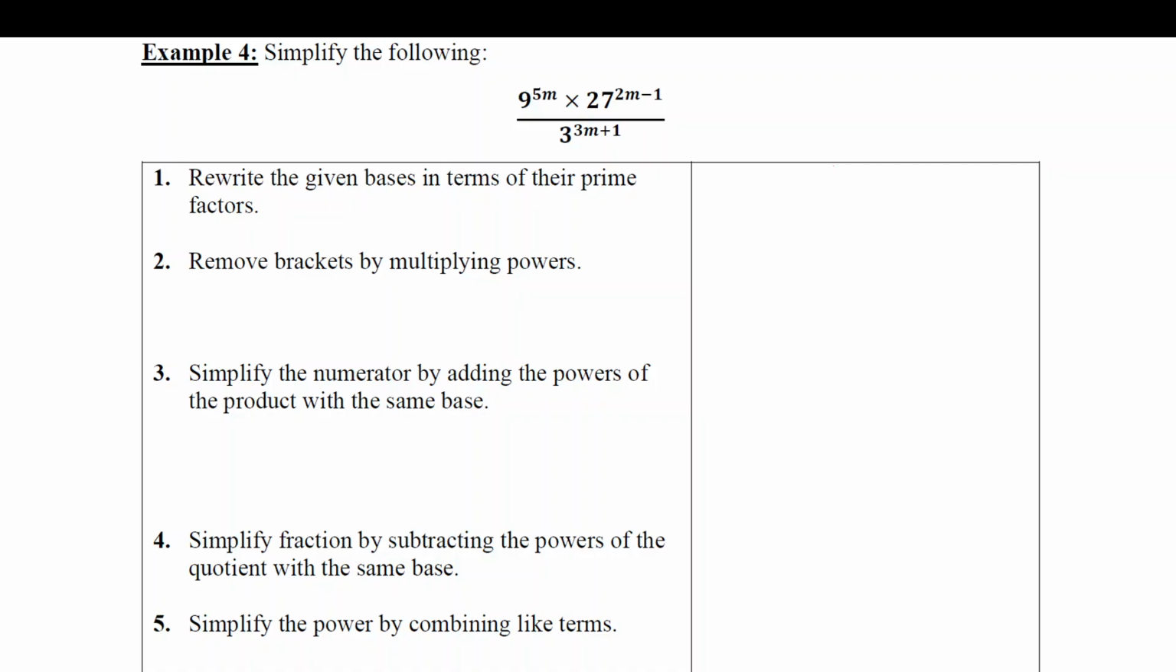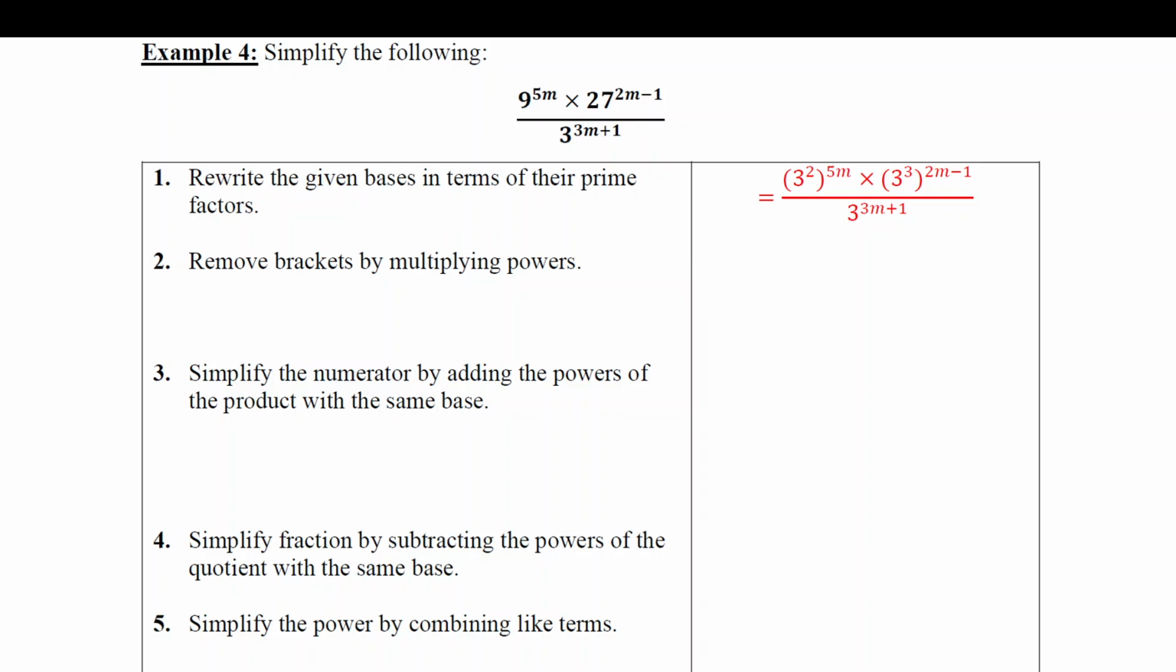Simplify the following. Okay. So, rewrite the given, this is exactly similar to what we were doing before, just a bit more of a challenging example. Rewrite the given bases in terms of their prime numbers, their prime factors. So instead of having 9, we have 3 squared. Instead of having 27, we have 3 to the power of 3. And the one at the bottom stays the same. Now the whole idea here is to get everything to the power of base 3.